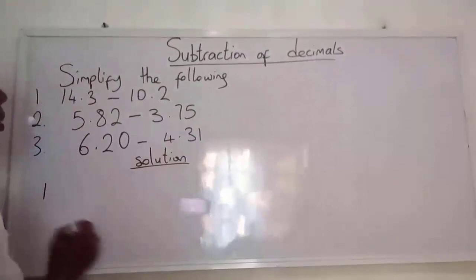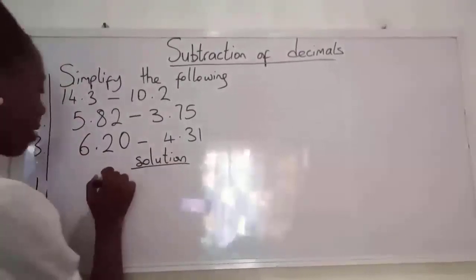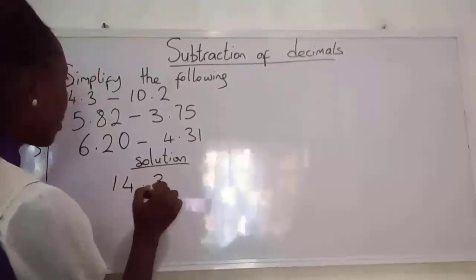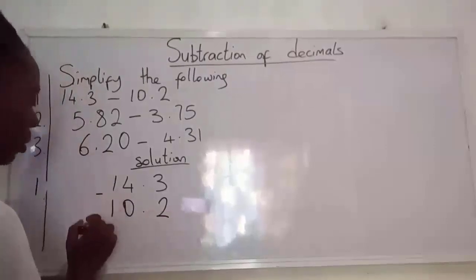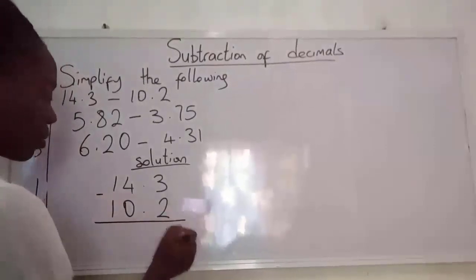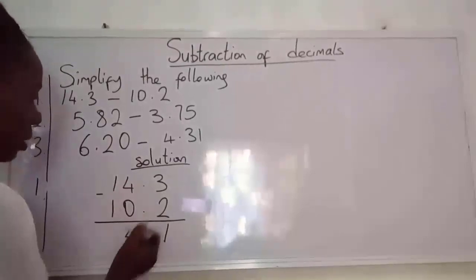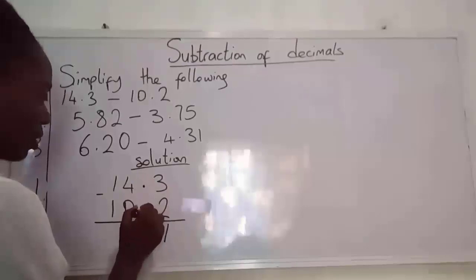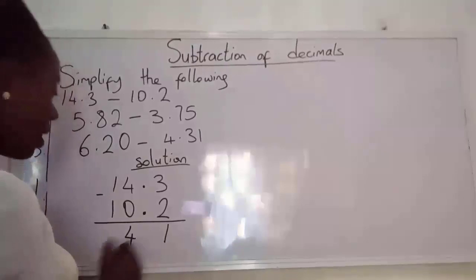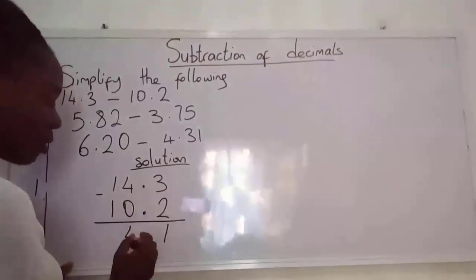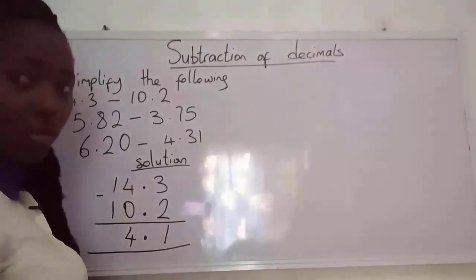Number 1, let's arrange them according to our place value. We have 14.3, then 10.2. Okay, put our operation, which is the minus sign. 3 minus 2 is 1. 4 minus 0, 4. 1 minus 1 is 0. Now, as in addition of decimals, our decimal points will follow a straight line. That's how we have it in subtraction of numbers.